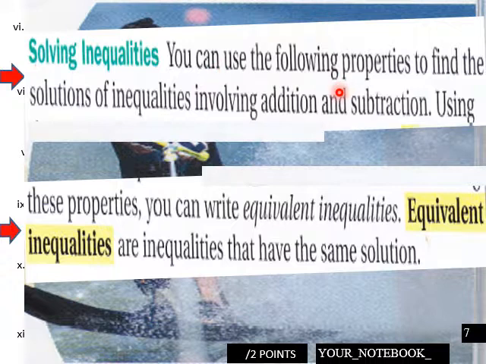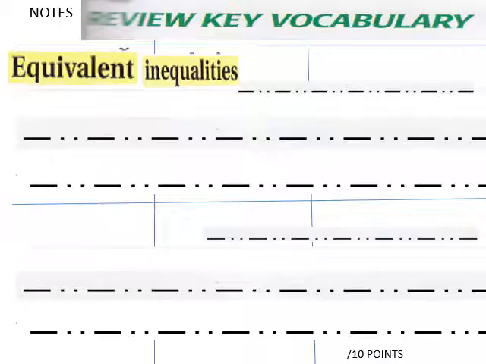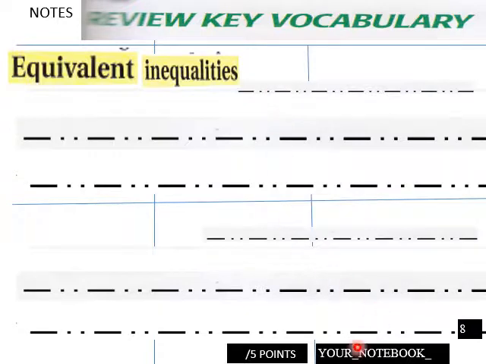You can use the following properties to find the solutions of inequalities involving addition and subtraction. Using these properties, you can write equivalent inequalities. Equivalent inequalities are inequalities that have the same solution. Students, define equivalent inequalities now in your notebook, page 8 and 3.4. Remember to note that. When I check on Friday, you should have this in your notebook.